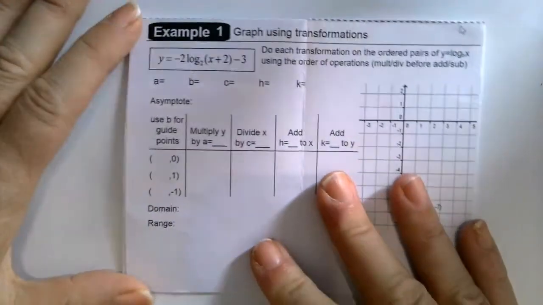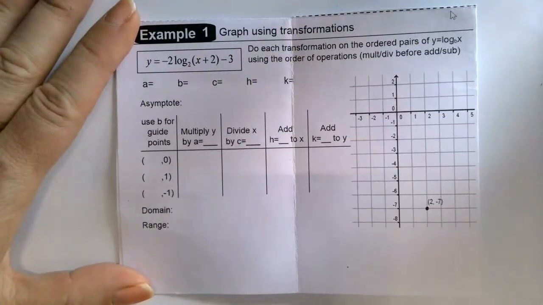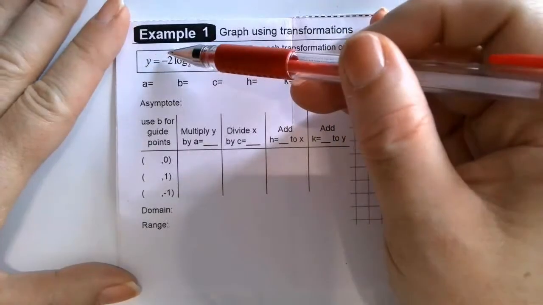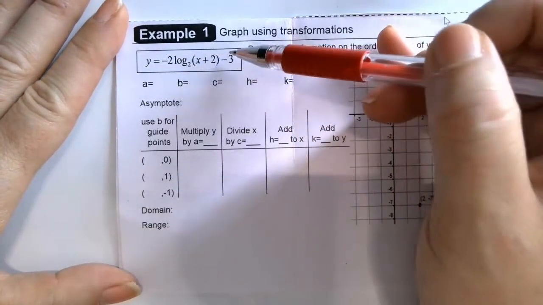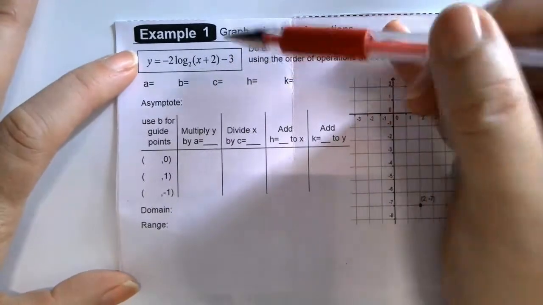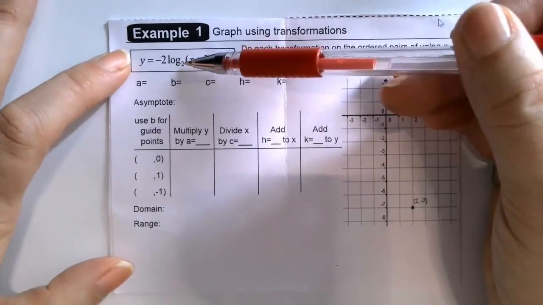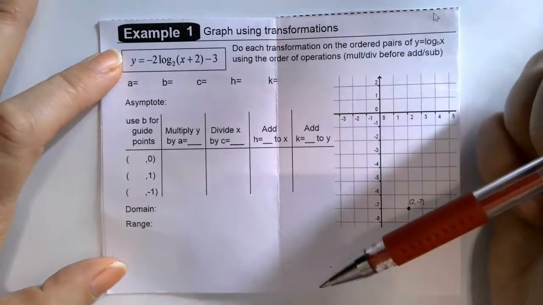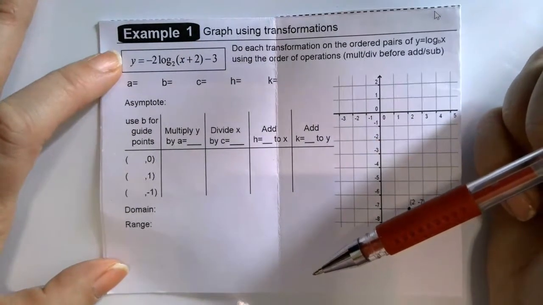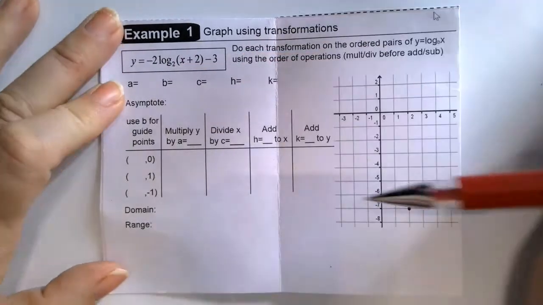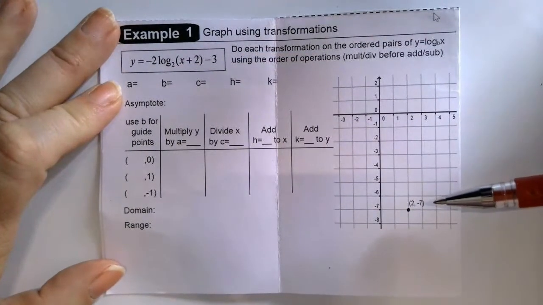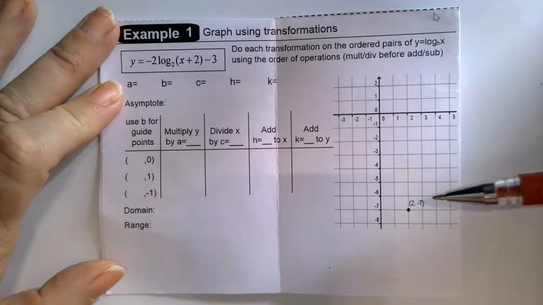Example 1, okay, we're going to graph y equals -2 log base 2 of the quantity x plus 2 minus 3. And since this is a base 2, we can't use the graphing calculator to graph it. So we have to understand what each of these transformations does to the function so that we can transform the parent graph and get an accurate sketch.